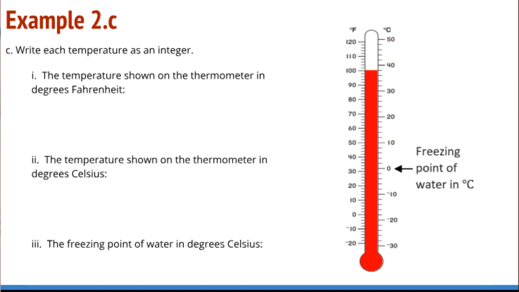All right, taking a look here at some examples. So write each temperature as an integer. The temperature shown on the thermometer in degrees Fahrenheit. So they're asking for a Fahrenheit reading, so I need to look at the Fahrenheit scale, and they would like me to interpret what it says about Fahrenheit. Well, the red line here is at 100 degrees Fahrenheit.